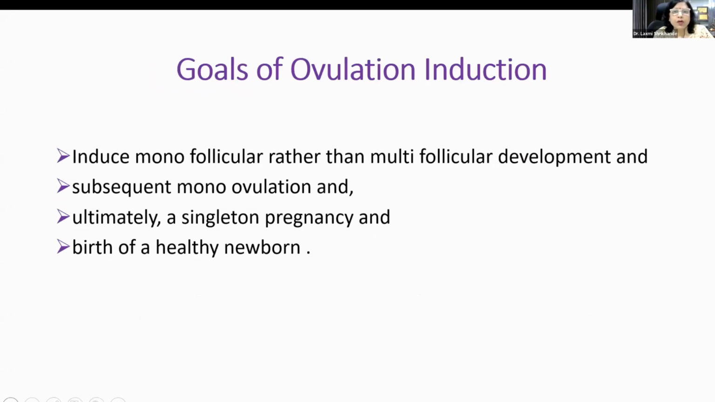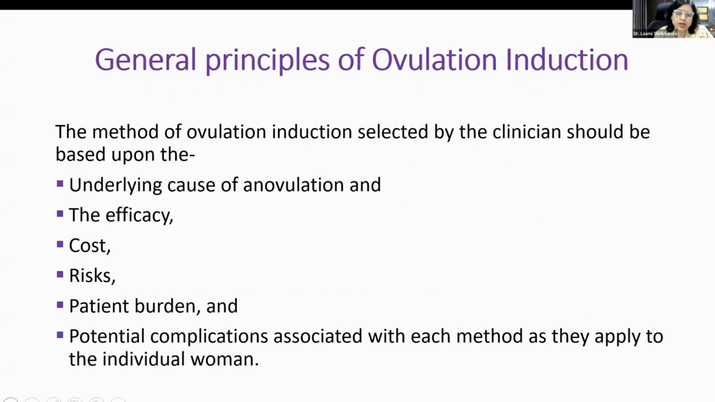So what should be your goals for ovulation induction? The goals are inducing monofollicular development rather than multifollicular development. Subsequently, we want mono-ovulation, ultimately a single pregnancy, and of course the birth of a healthy newborn. I know this is a very idealistic goal as far as ovulation induction is concerned, but we do have many challenges when we start walking towards that goal.